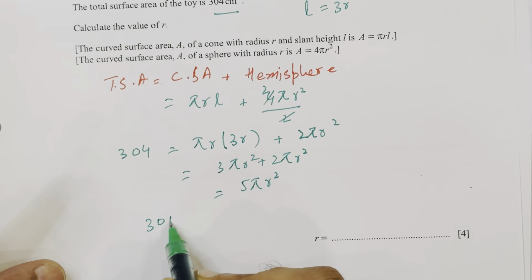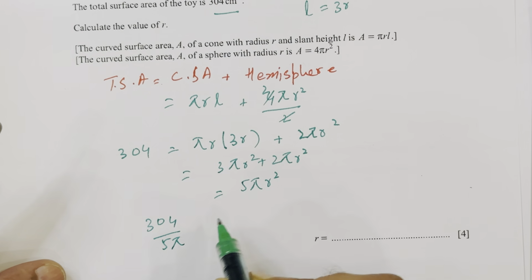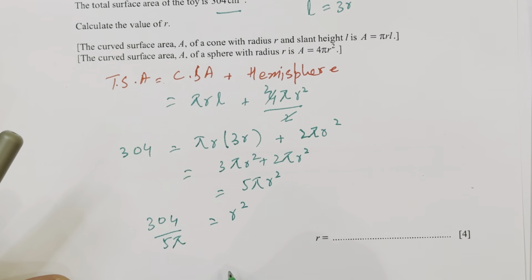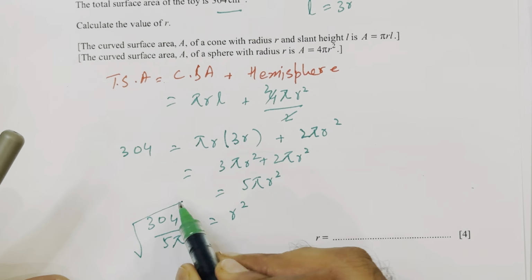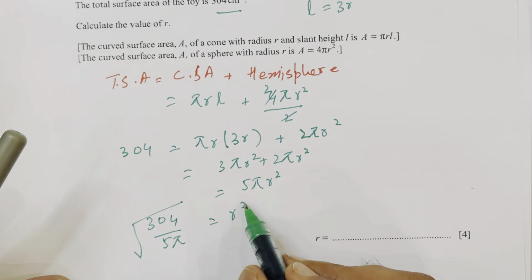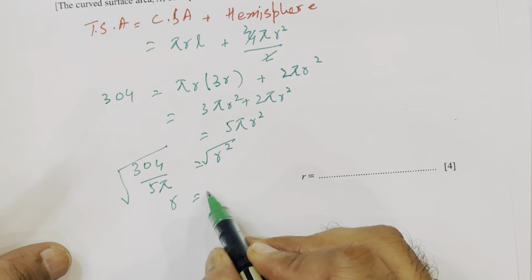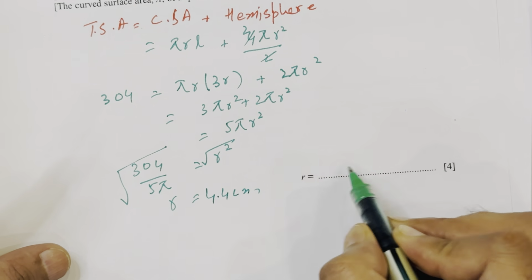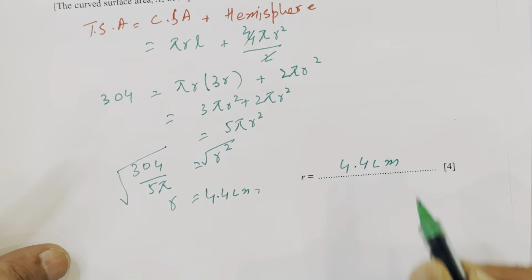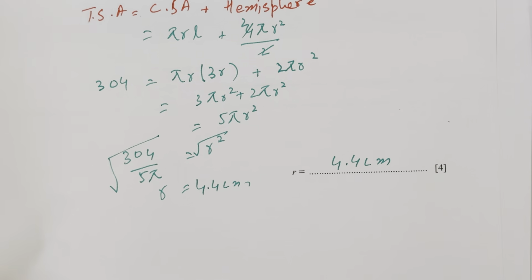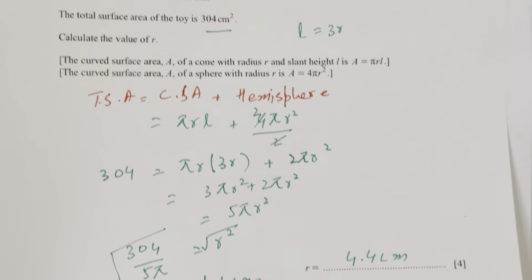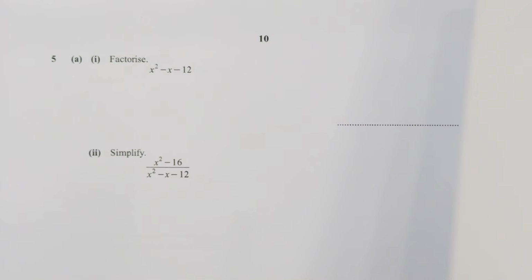We're gonna divide 304 by 5 pi, so we get the value of r square, and we can take the square root to calculate the value of r. So the value of r would be equal to 4.4 centimeters. So our answer would be 4.4 centimeter. So this is how we have completed this question. This was very interesting question.